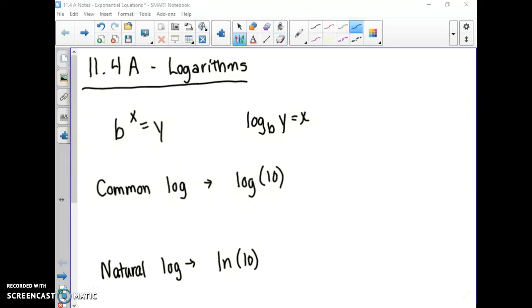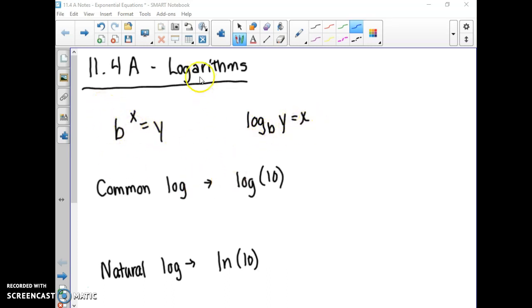In this section, we are going to review exponentials and logarithms and look at solving some of those equations that involve those types of functions. So we have b to the x equals y. If we want to rewrite that as a logarithm, we would write it log base b of y equals x.